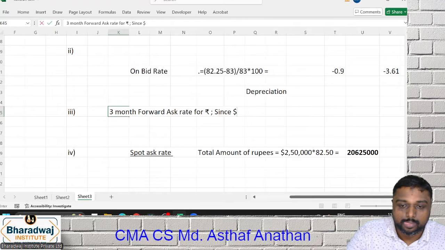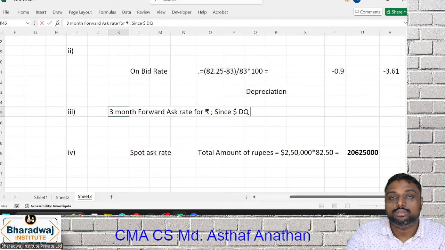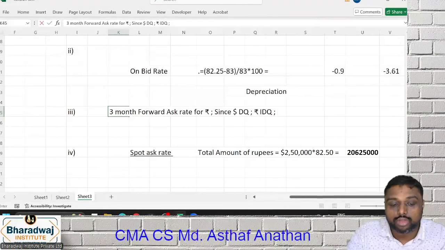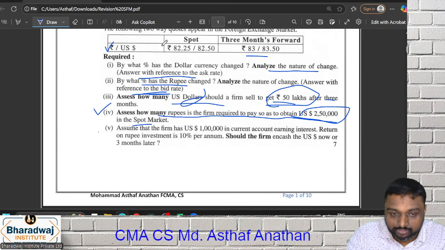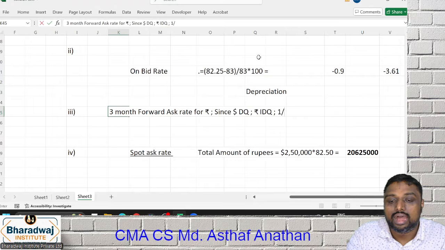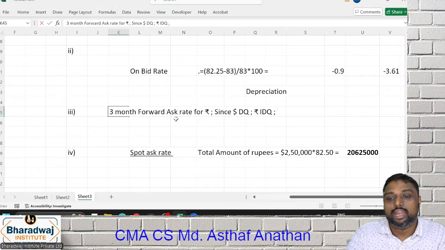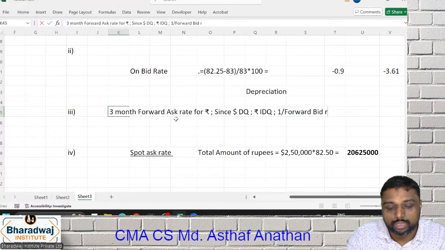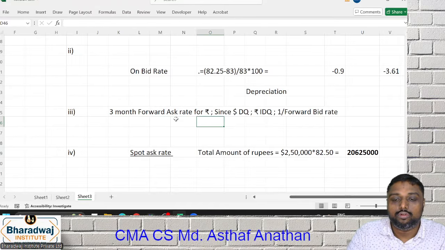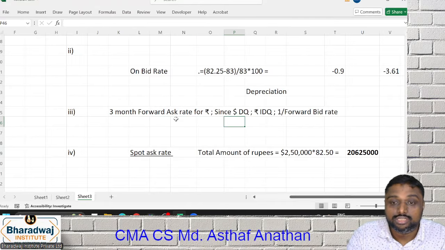Since dollar is a direct quote, rupee is what? Indirect quote. So what we have to do? If you want 3 months, we have to take 1 divided by the ask rate. That is, you want the forward ask rate, but you have to take 1 divided by the forward bid rate only, because it is coming the opposite way. You have to go forward the opposite way. So this is how you have to approach.